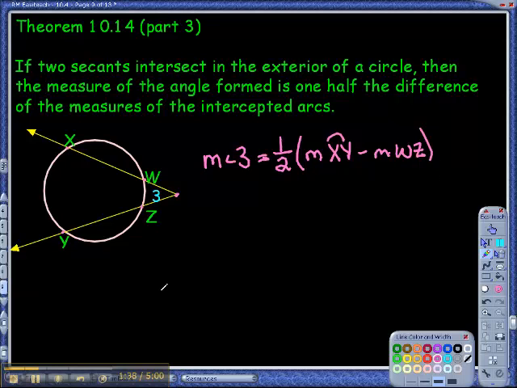Again, in general, when you had a point that was inside the circle, we did half of the sum of those two arcs, of its arc and its vertical angle's arc. When you have a point that's in the exterior, wherever that is, if it's formed by two tangents, by a tangent and a secant, or by two secants, it's going to be half of the difference. So inside we'll be adding the two arcs. Outside we're going to be subtracting the two arcs.